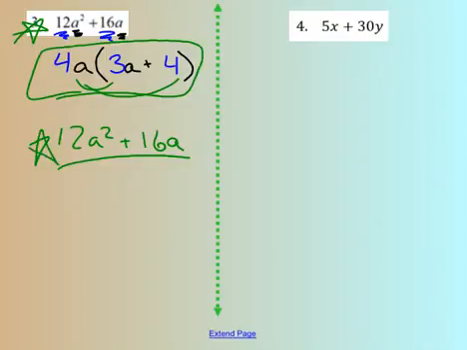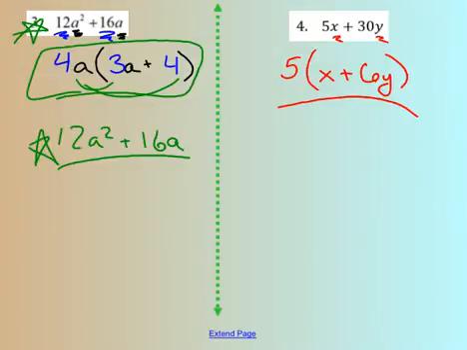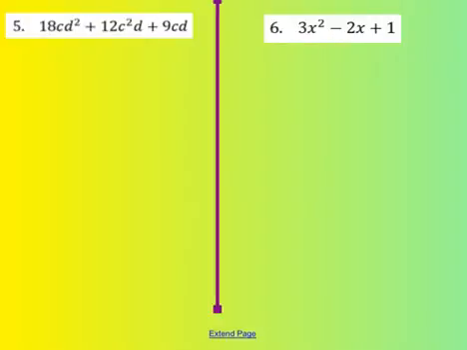When I look at this last one, we have a variable in both of them, but they're not common, so I can't take anything out. The 5 is the only thing I can take out. That would leave a 1x here, and then 30 divided by 5 would be 6y. So that's all you need to write for your answer. They have nothing in common in the parentheses. x, y, and 6 have nothing in common.